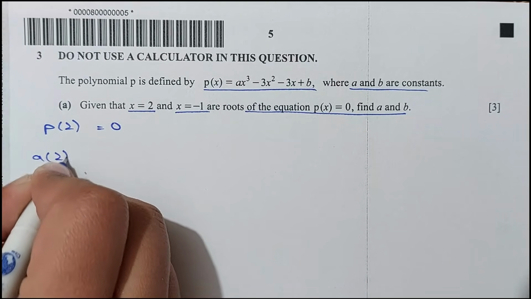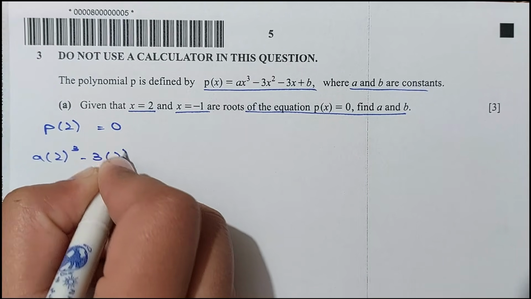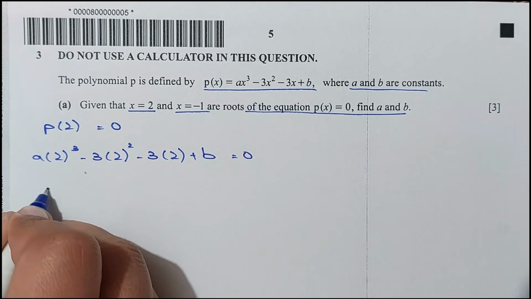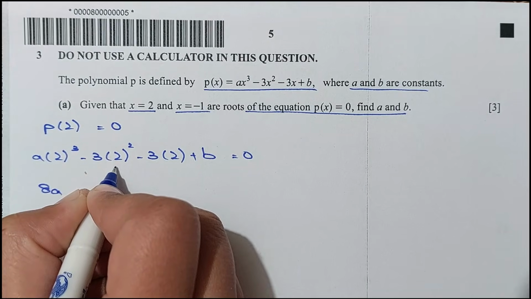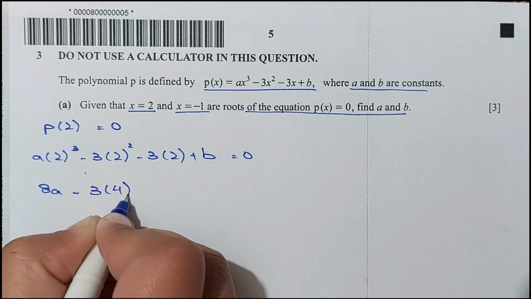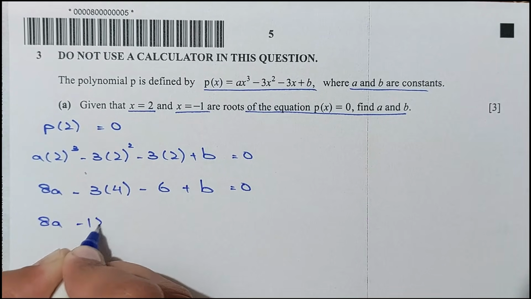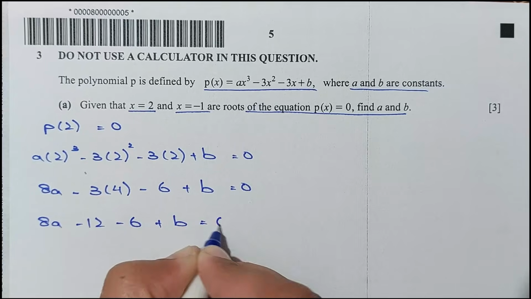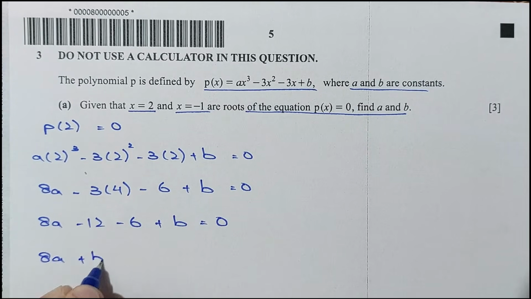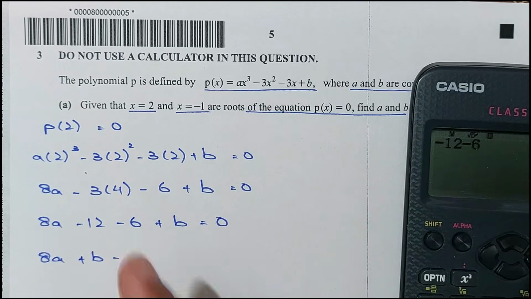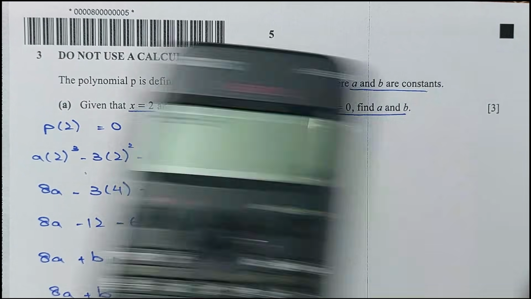A, we have 2 cube, minus 3, we have 2 square, minus 3 into 2 plus b, this is equal to 0. This is 8a minus, 2 times 2 is 4, 3 into 4 is 12, minus 6 plus b equals to 0. So 8a minus 12 minus 6 plus b equals to 0. So 8a plus b, and minus 12 and minus 6 is minus 18. This is equal to 0. So 8a plus b equals to 18. That is my first equation, right?